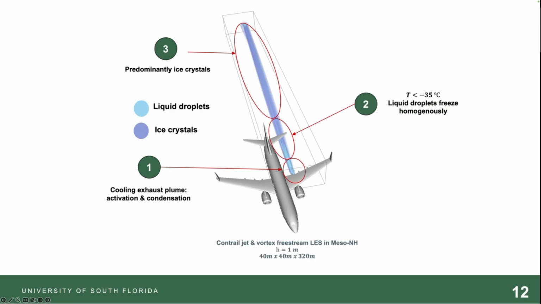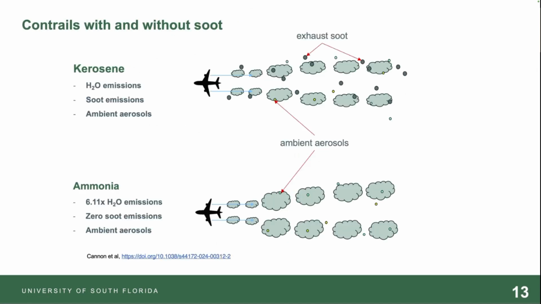And these were our initial attempts at actually capturing this multi-phase process in our simulation. So we can see here those three steps in that Schmidt-Appelman mechanism, and the light blue color that you can see right behind the aircraft's engine here, those are liquid droplets. And then shortly thereafter, they begin to freeze homogeneously. And then the dark blue color here, those are ice crystals. So we were able to actually simulate that multi-phase process.